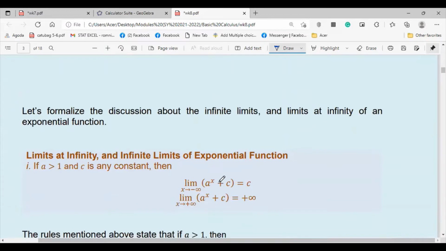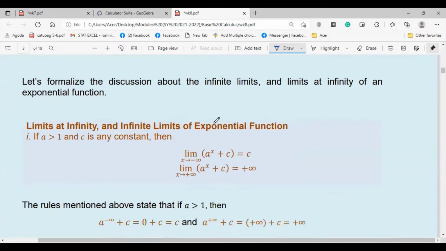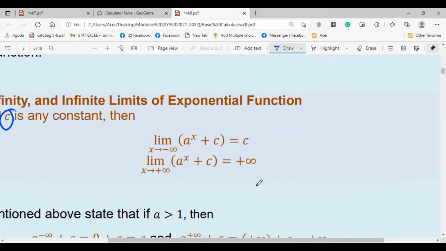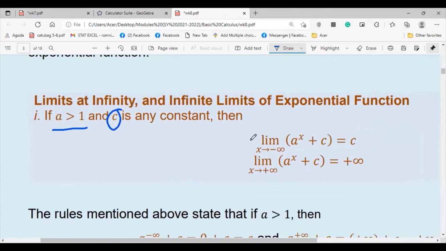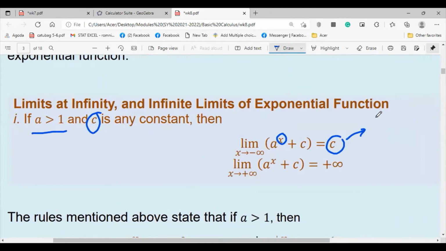Ngayon, diretsuhin na natin sa point. That is why we have this rule. To formalize now the lecture on this, we have this rule. Kapag ang a ay mas malaki sa 1 at may isang constant na c, na kahit anong constant, okay, ang pwede daw nating sabihin, kapag you infinitely decrease this x here, c ang magiging limit. And class, I will go directly. Itong c na ito ay magiging isang horizontal asymptote with an equation y is equal to c.